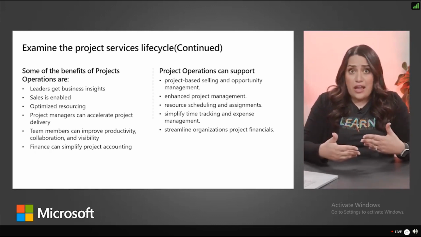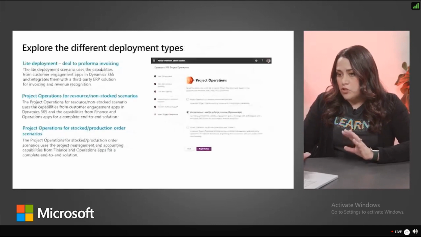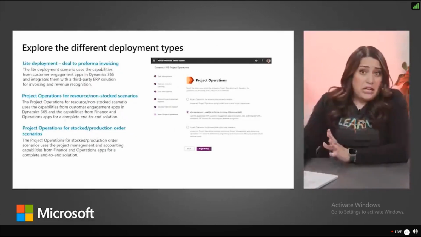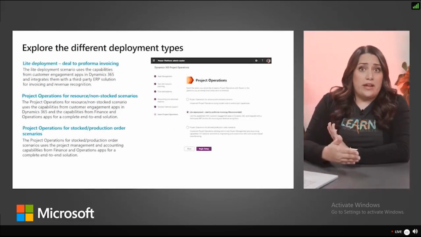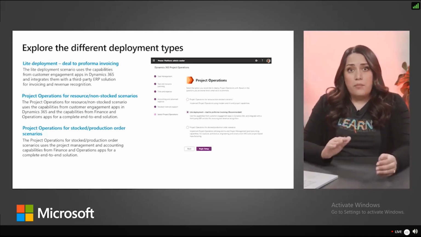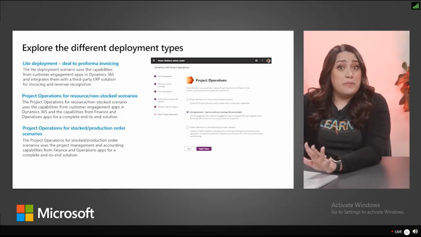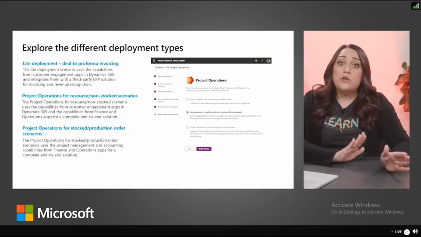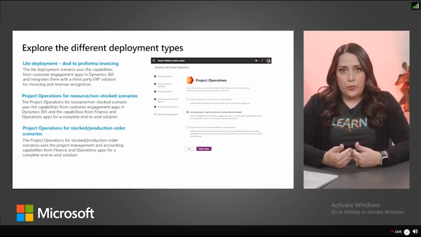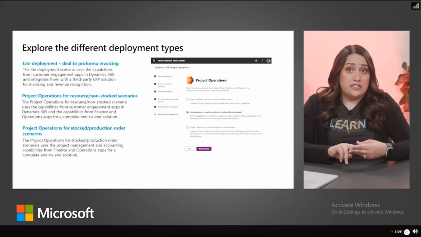And so when it comes to the size of your organization, there are different deployment options when it comes to Project Operations, and you can choose the one that meets your needs. But I don't want you to worry like you have to know what you need. There is a built-in questionnaire that can help you determine the best deployment option for you. So the first deployment option that we have is the lite deployment.